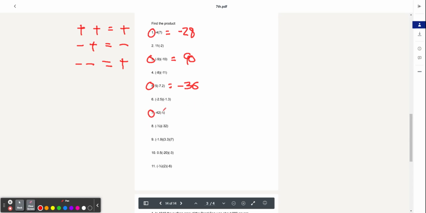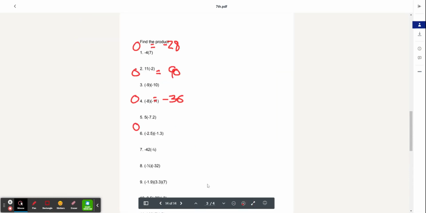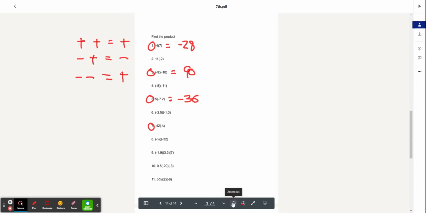7 times negative 42 times negative 1 over 6. Yeah, that's a 6. So that is 42 times 1 over 6, basically, since we're having two negative numbers, and that becomes a positive. So 42 over 6, that is 7.